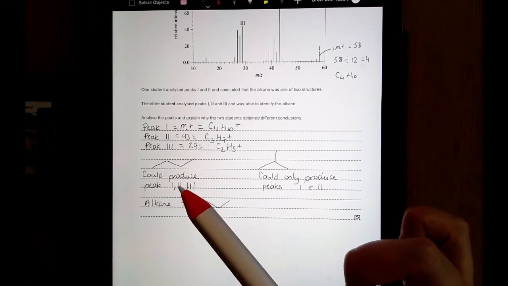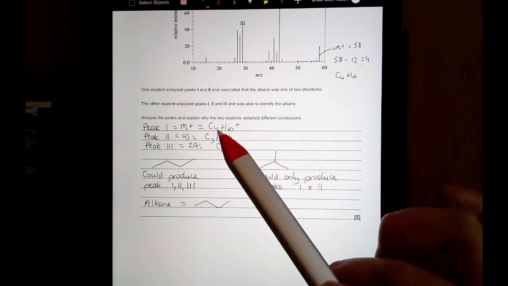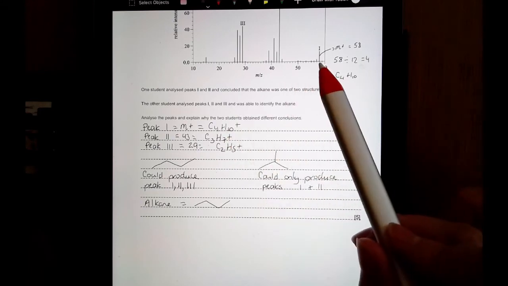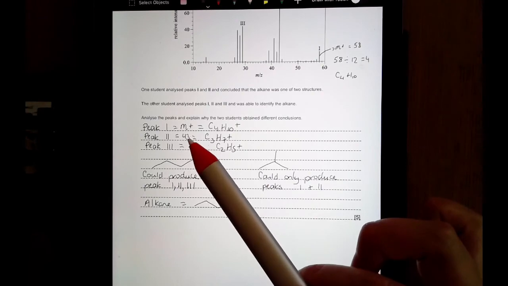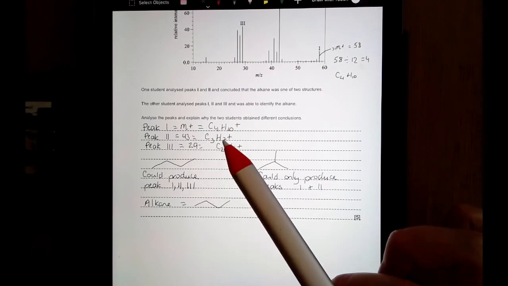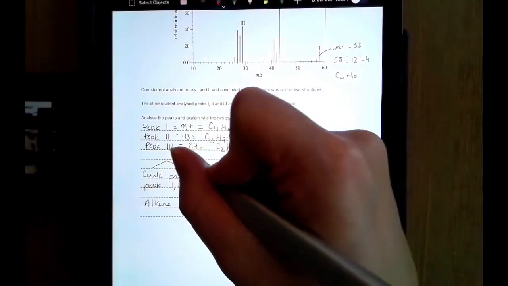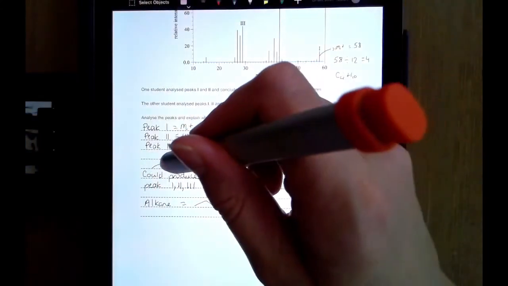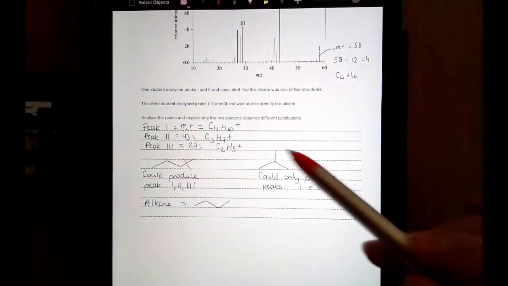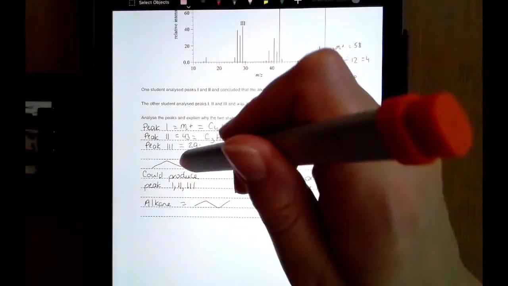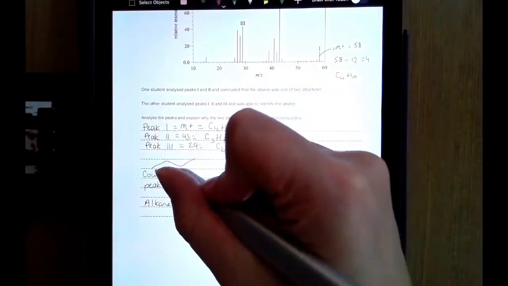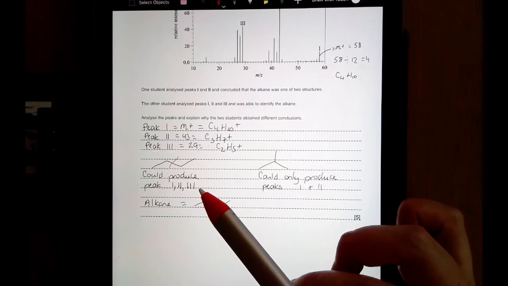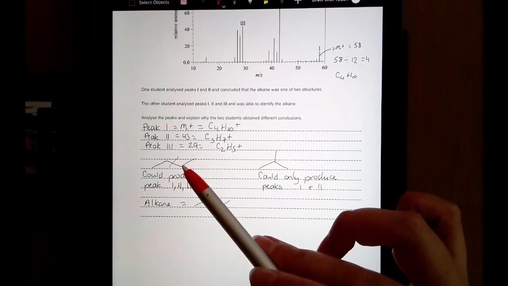So if I've got butane, I can get an unfragmented butane, which would give me a peak at 58. So I could get peak 1 from butane. I could also get peak 2, C3H7+. If I were to break butane just here, I would have C3H7. So it's feasible that I would get peak 2 from butane. And then the last one, peak 3, if I were to break it here instead, I would get 2 C2H5 fragments. So all 3 fragments I can get from butane.